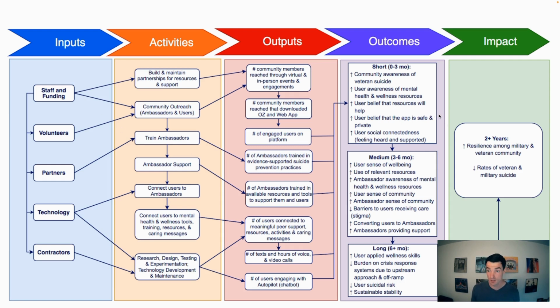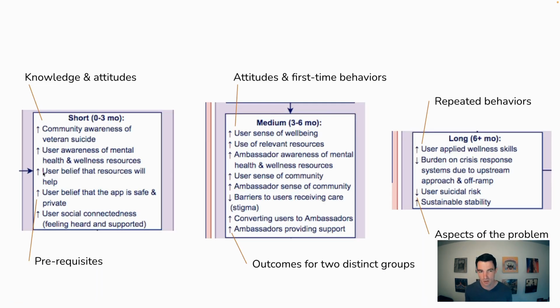Note their time scale. Their longest term outcomes are actually just 2+ year outcomes for individuals. And then we sort of back up into shorter term outcomes, 0 to 3 months after starting to use this app, 3 to 6 months, 6+ months from there. So let's zoom in on these outcomes and look at some of the things that they did here.